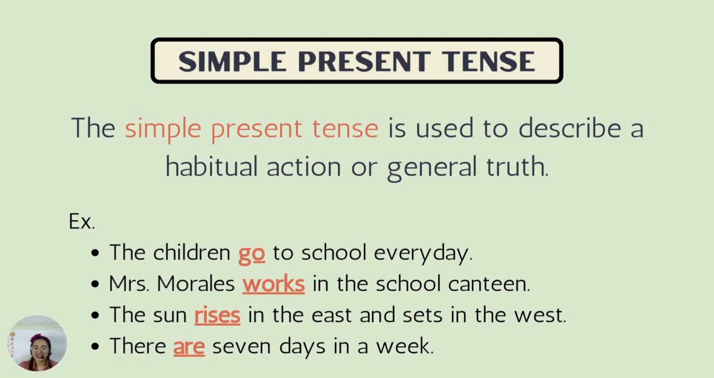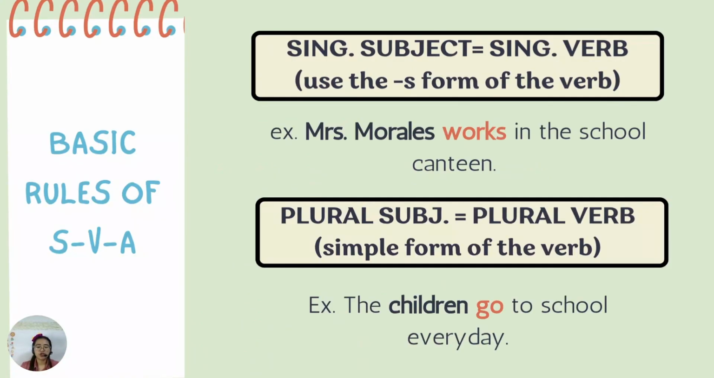All right. So, just to guide you on the basic rules of subject-verb agreement, because this is really the foundation of all grammar lessons, we need to go to the basics first. A singular subject is always paired with a singular verb. Use the S form of the verb. This is still in relation to our simple present tense. For example, Mrs. Morales works in the school canteen. Mrs. Morales is just one person, so we use the singular verb works.